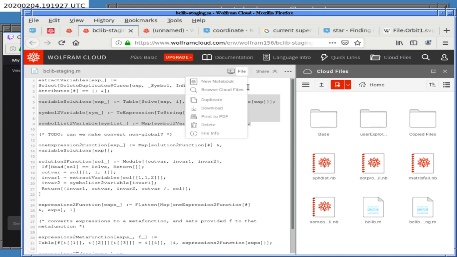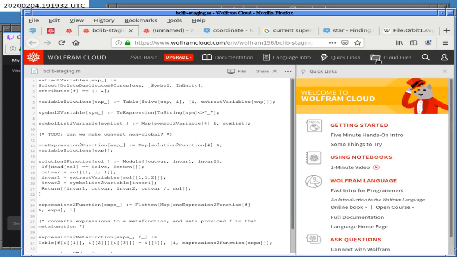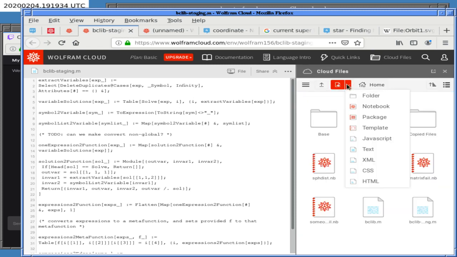So let's go ahead and, no, not a new notebook. Me want new file. Cloud files. Okay. Create a new text file. Yay.